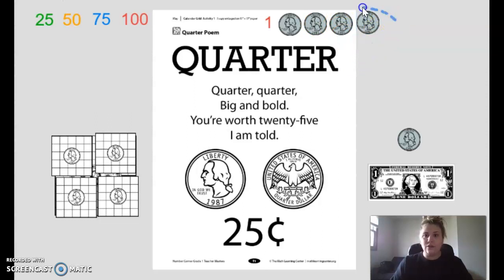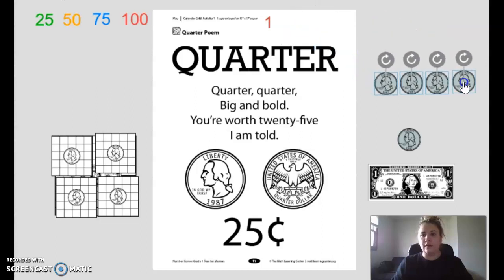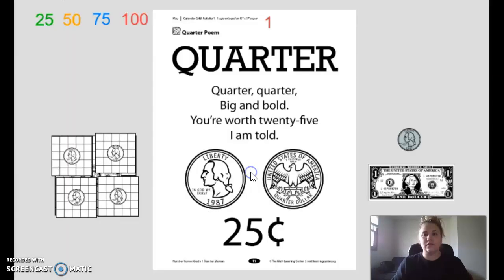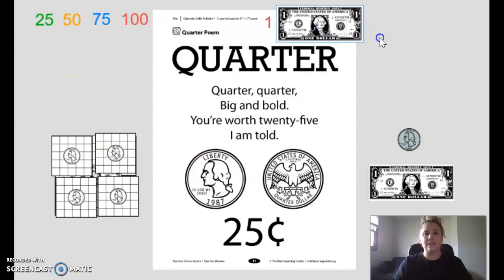$1. Oh goodness, guess what we have to do? We have to take all 4 of these quarters, move them away, and we need to get $1 because now we have $1. Perfect. How exciting.